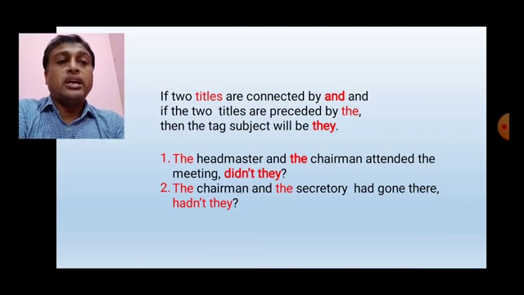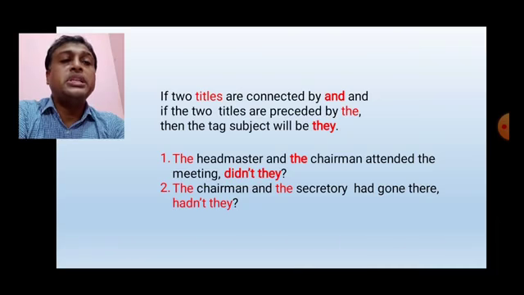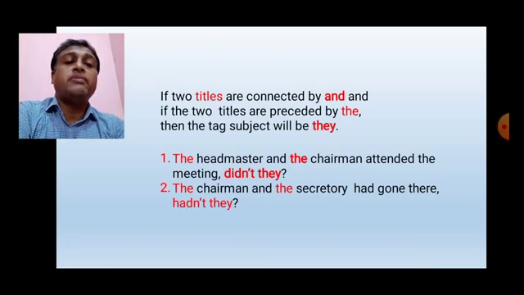If two titles are connected by and, and if the two titles are preceded by the, then the tag subject will be they. Okay students, sometimes we find two titles in a statement, and generally the two titles are connected by and. But if the two titles are preceded by the, then our tag subject will be they. Look at the first example.